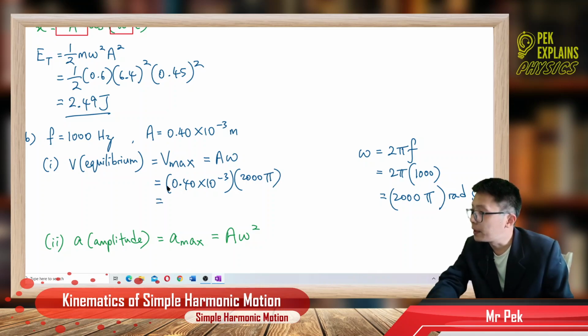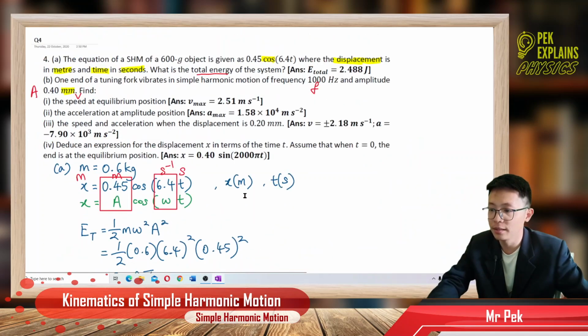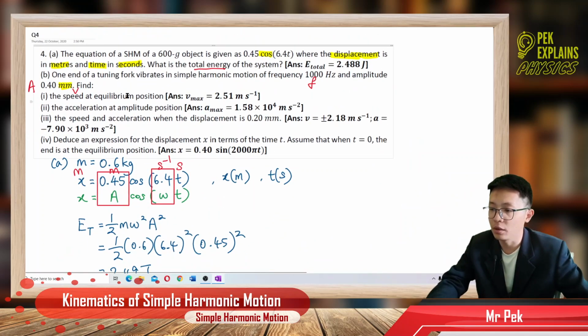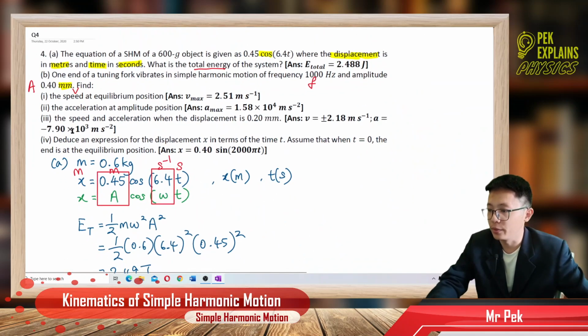Is 4/5 pi the answer? It is also equal to 2.51 meter per second. That's the answer for maximum speed, or speed at equilibrium. Yes, 2.51, it's correct. Now, next one.